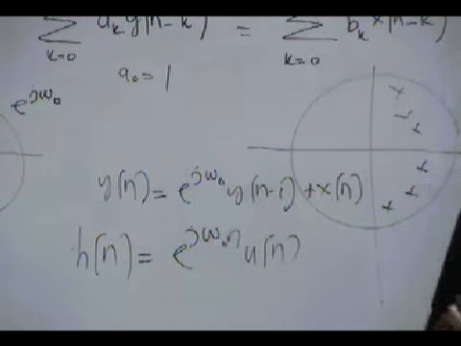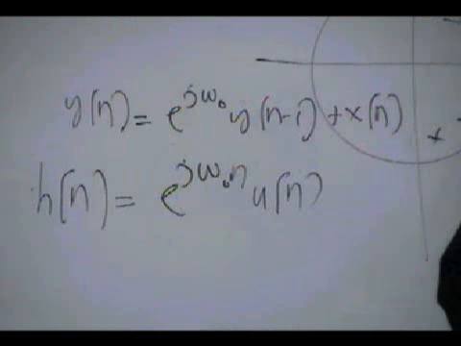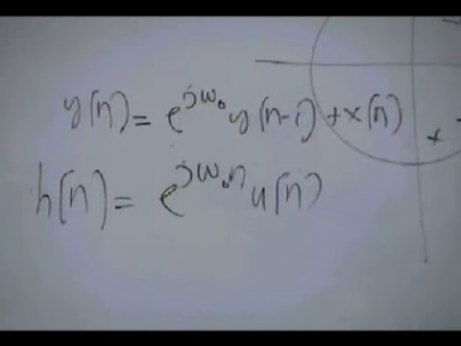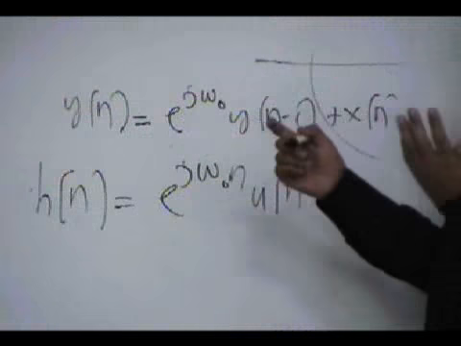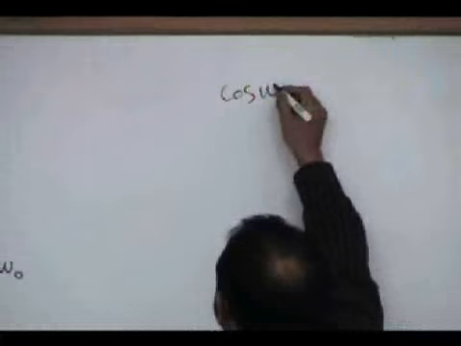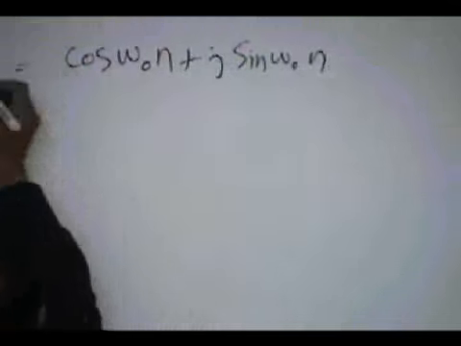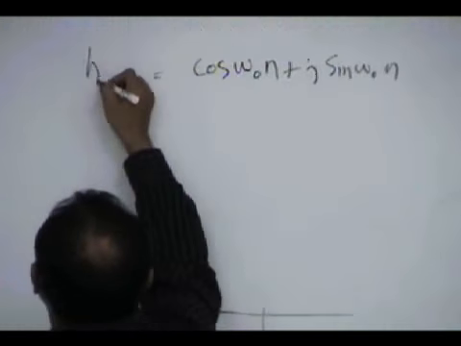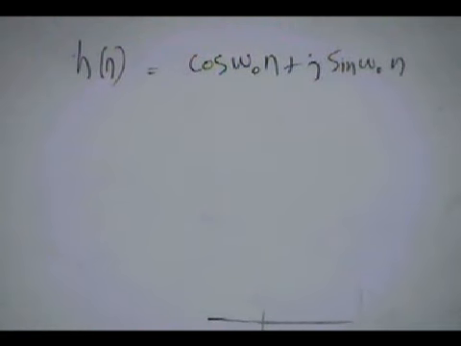What is an impulse response? That if you give an impulse, it will generate this. What is exponential j omega naught n u of n? Oscillation. So this is in fact cosine of omega naught n plus j sine of omega naught n. Okay? So this is your h of n. Means if you give this, is it a stable system? No, it's not a stable system. Because why?